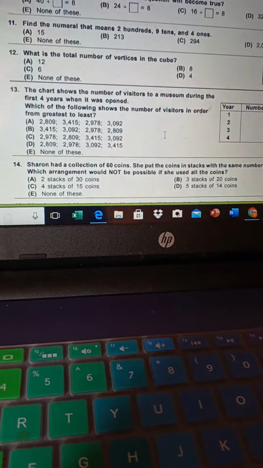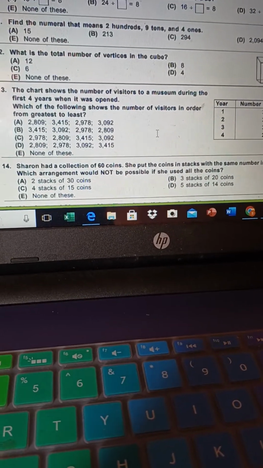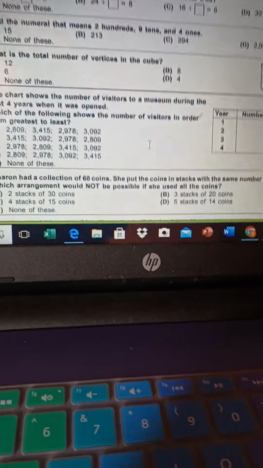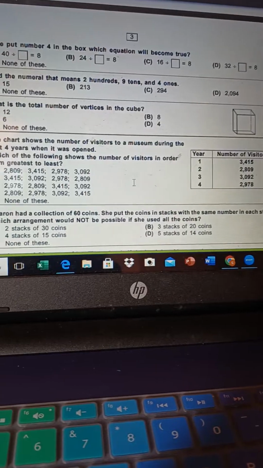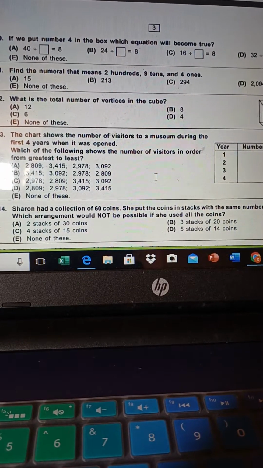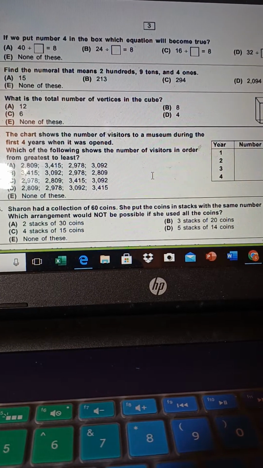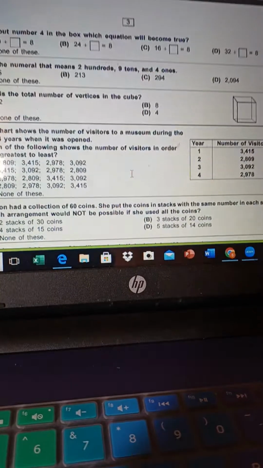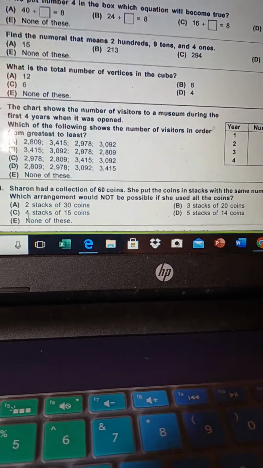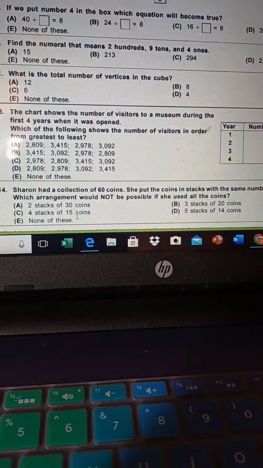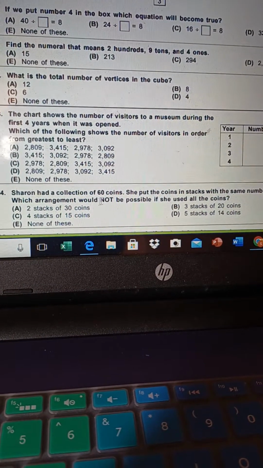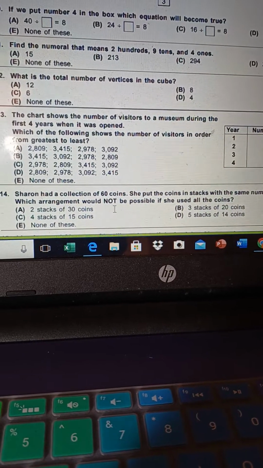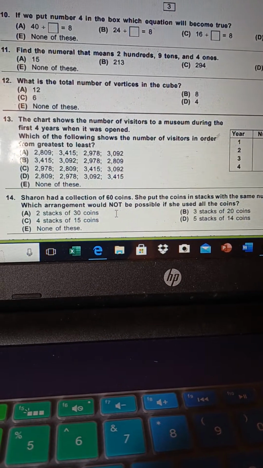So then we can move to number 14. Saran had a collection of 60 coins. She put the coins in stacks with the same number in each stack. Which arrangement would not be possible if she used all the coins? So what we have to do here? 2 into 30 is equal to 60. So 60 is the given total, but we have to find an arrangement which is not possible.